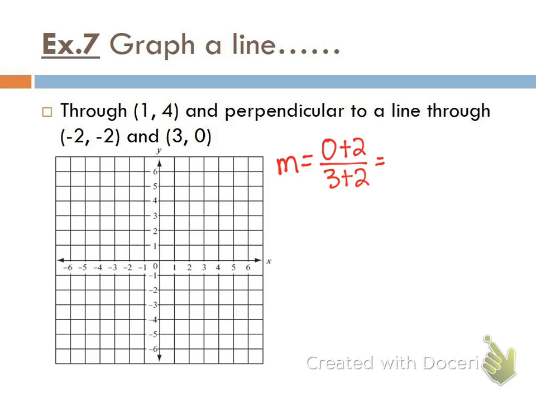What is our slope? 2 over 5. But if we want to be perpendicular to that, we don't want to use that slope. What slope do we want to use? Good. Opposite reciprocal. So we want to change it to be -5 over 2 when we use it. Questions about just that part of the process?